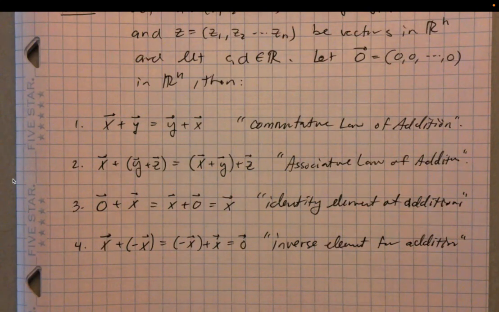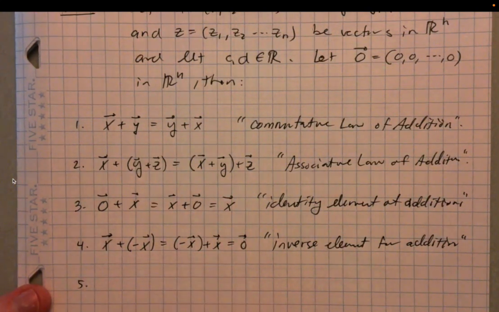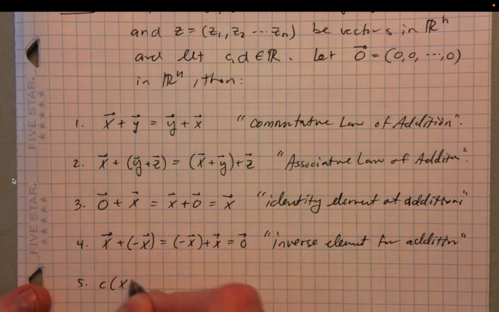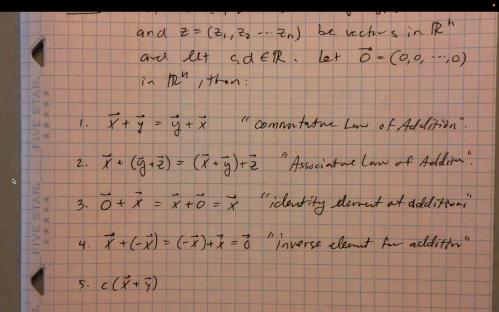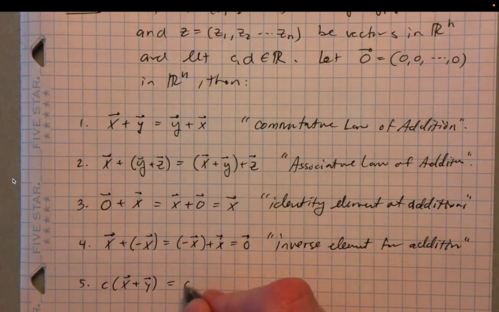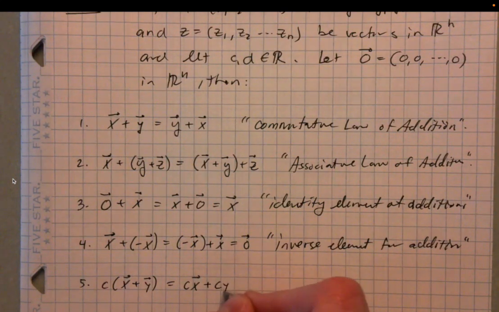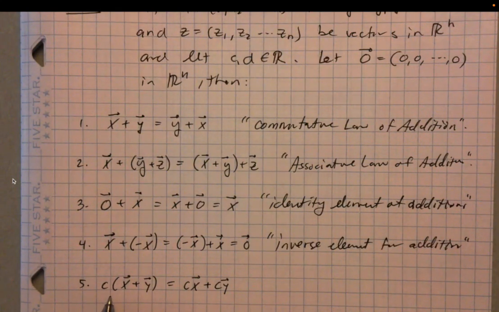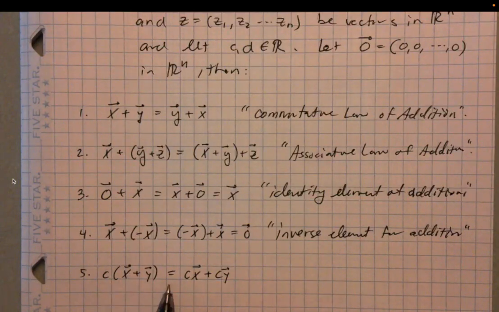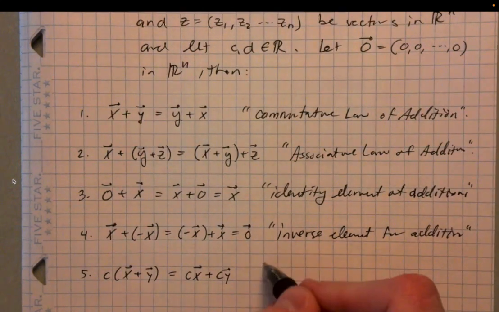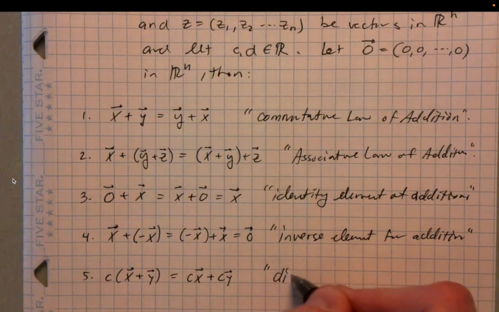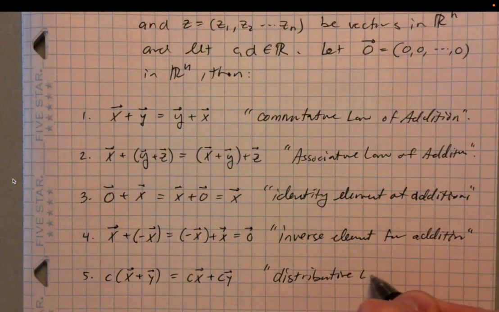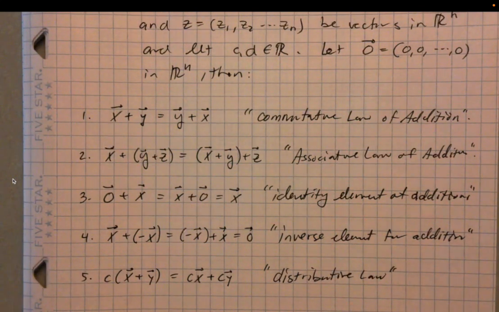And then there's the distributive law, right? If I have a scalar and then I have two vectors x and y which I'm adding together, then I can separately do the scalar multiplication for each vector and then do the vector sum, like so. I could add the vectors together first and then do the scalar multiplication on the sum, or I can do the scalar multiplication separately for each vector and then do vector addition. This is the distributive law. Okay, very good.